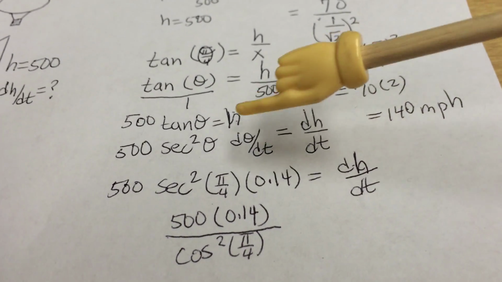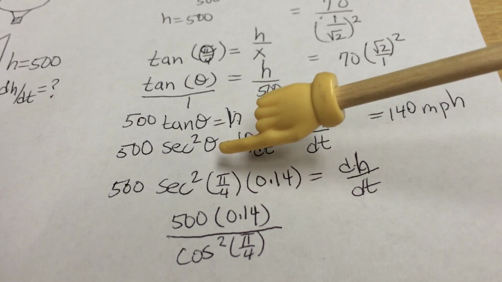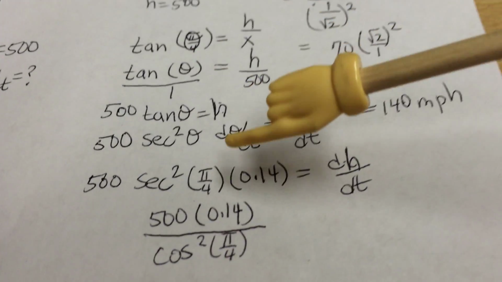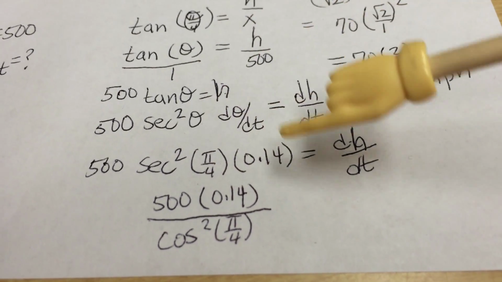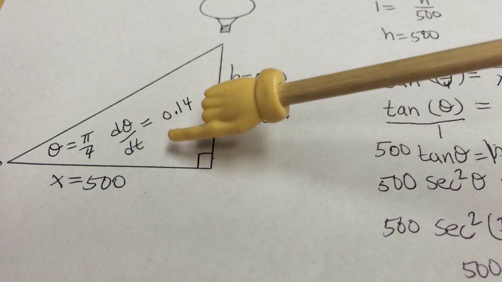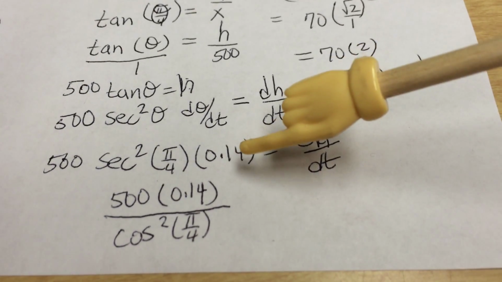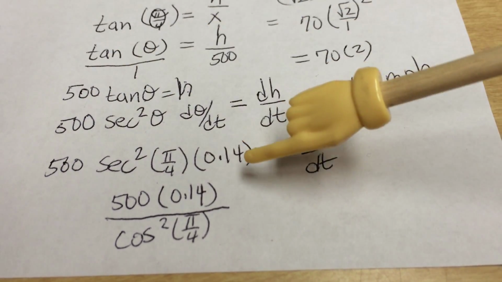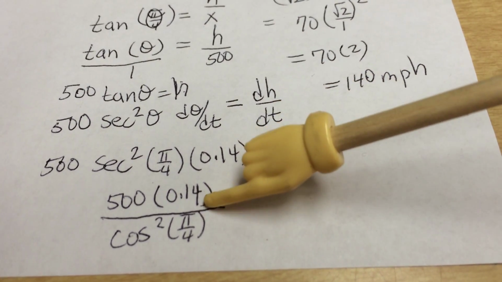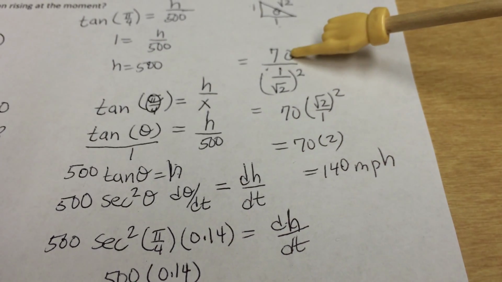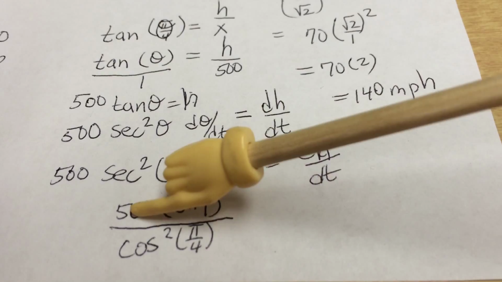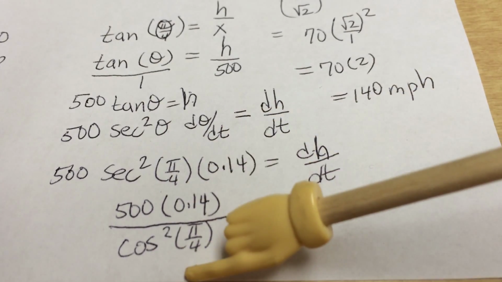Then we did the substitution. We have theta is pi over 4, and we know d theta over dt is 0.14 because that's given. So that's the substitution. Then I just multiplied 500 and 0.14, which is up here, and that came out to 70. And then from there, secant squared. Secant is 1 over cosine, so secant squared is 1 over cosine squared. So I just brought it to the bottom.